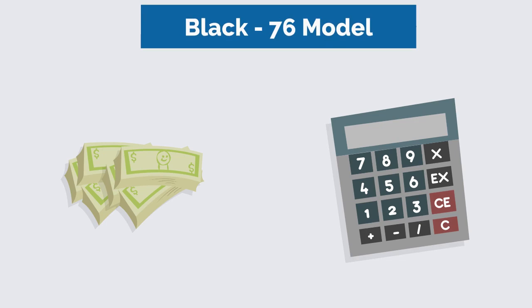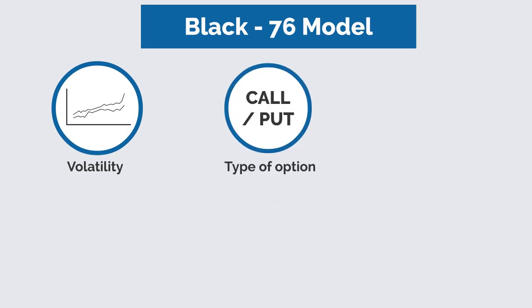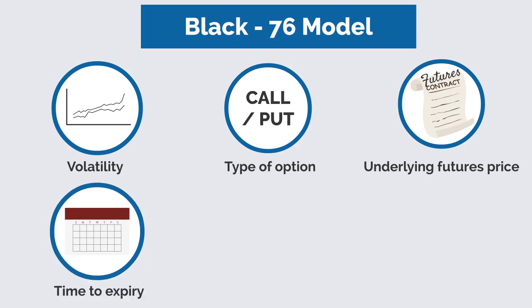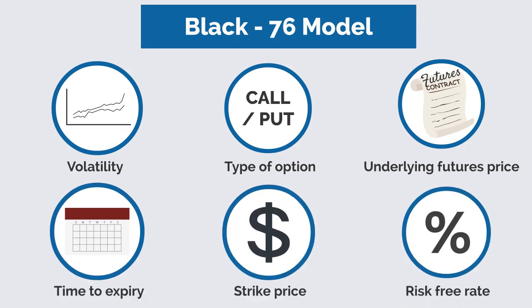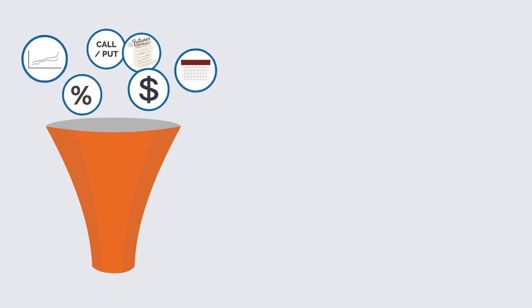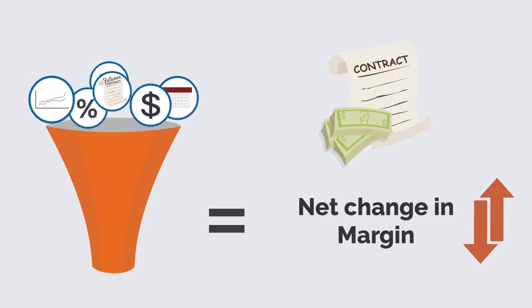Premium for NZX options is calculated using the Black 76 model. The Black 76 model considers several factors in its calculation, including the level of volatility, type of option, underlying futures price, time to expiry, strike price, and risk-free rate. Each day, when a short option position is margined, the impact of changes in each of these factors are combined to determine the net change in margin, if any.